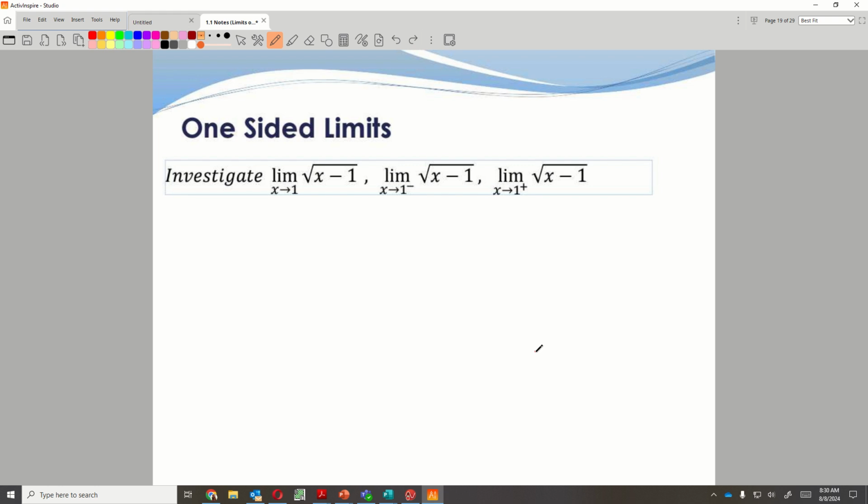So can x equal 1? Yes, because you could have square root of 0. But can you have below 1? Why not? It would be an imaginary number. So I can't have an imaginary number. So let's take a look at our graph and see what this is going to tell me.